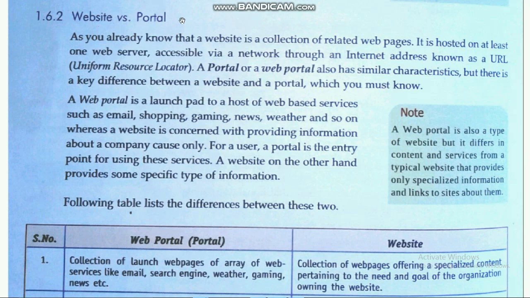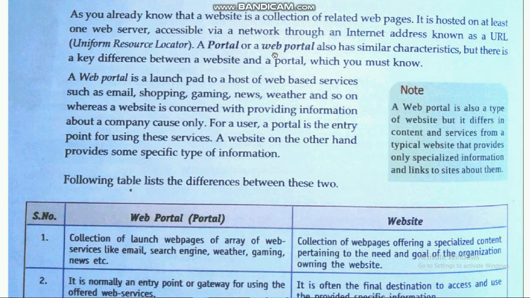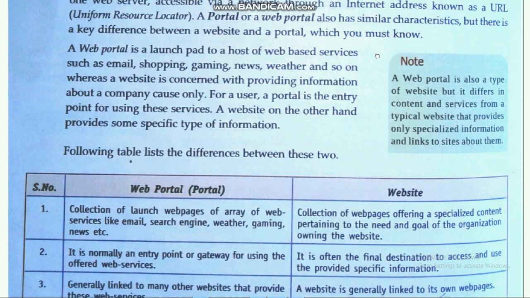What is a website and what is a portal? As we already know, a website is a collection of related web pages. It is hosted on at least one web server, accessible via a network through an internet address that is called a URL, Uniform Resource Locator. Now a portal, or a web portal, also has similar characteristics, but there is a key difference between a website and a portal, which we must know.